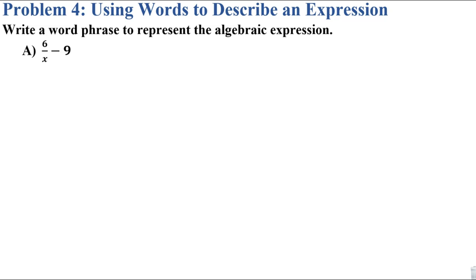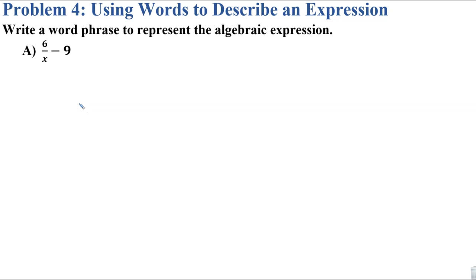All right, so the next thing we're going to do is just the exact opposite of what we just showed you how to do. In the previous example, we went from a word phrase to an algebraic expression. Here we're going to go from algebraic expression to the word phrase. So problem 4 says, write a word phrase to represent the algebraic expression. So we have 6 over x minus 9.